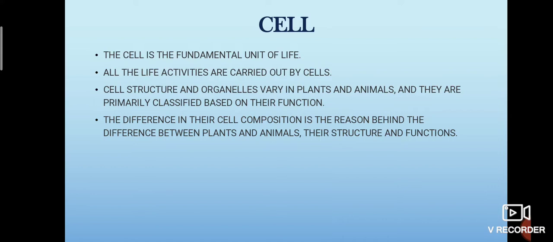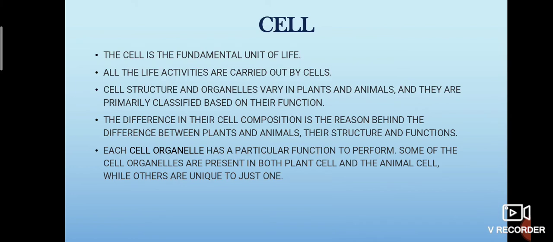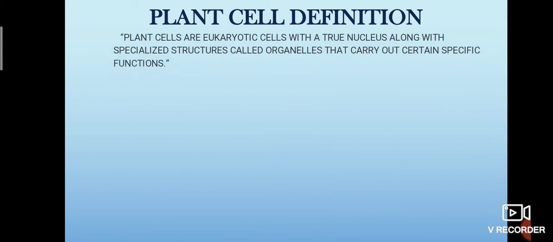Each cell organelle has a particular function to perform. Some of the cell organelles are present in both plant cell and the animal cell, while others are unique to just one. Plant cell definition. Plant cells are eukaryotic cells with a true nucleus along with specialized structures called organelles that carry out certain specific functions.